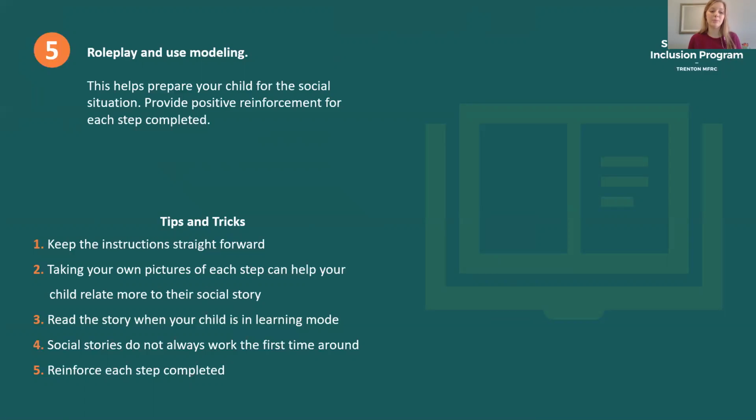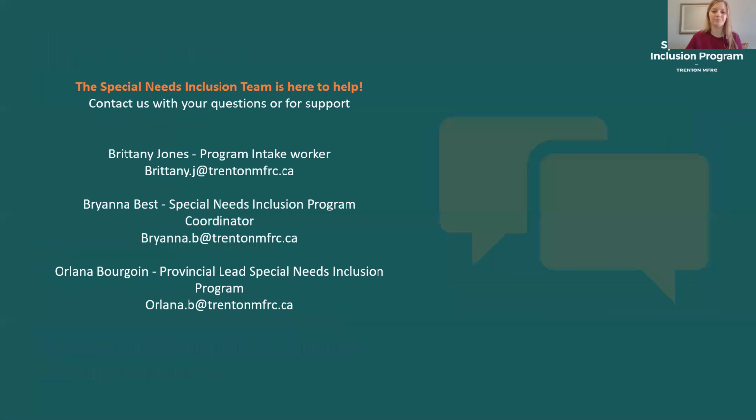And then the last tip is reinforce each step completed. It's really important to provide reinforcement, because it motivates the child to make it through the step-by-step instructions for that social situation. So whether the reinforcement may be 5 minutes of a preferred activity, or a jelly bean maybe, or some form of food, if that's what they like, or a tangible item, something they can hold on to. It really depends on what your child's needs are and what they enjoy most, but reinforcement is really important to help them get through the step-by-step instructions for the social story.